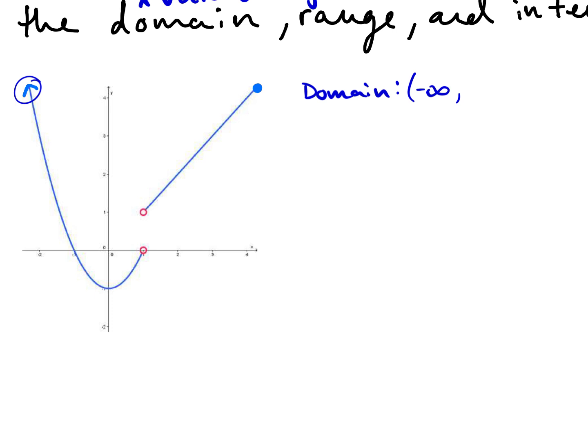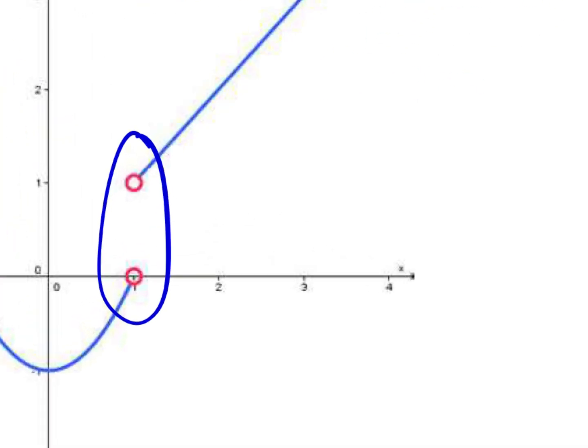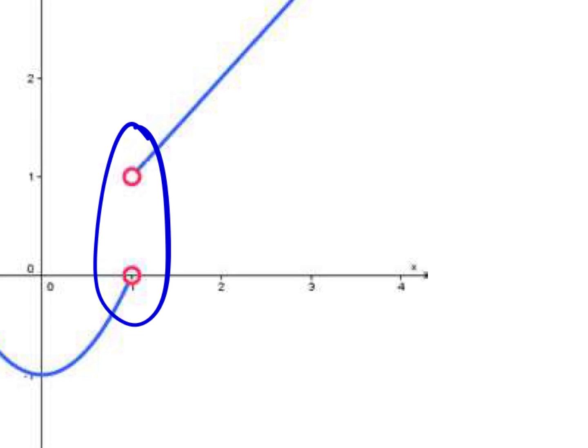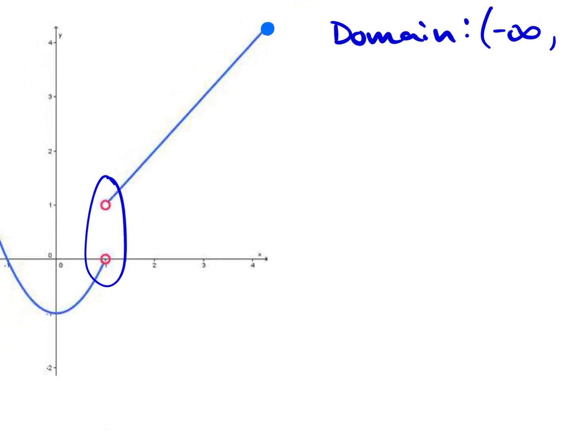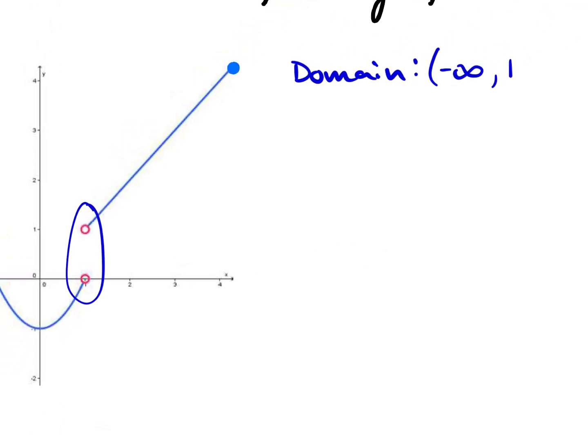Now our graph keeps going, keeps going. At what x value do we stop at? 1, perfect. We see that we have a hole here at 1. We have a gap in our graph. So there is no value at 1 because those are both open circles. I don't have an x value at 1. So we go negative infinity to 1. Do I put a bracket or parentheses? Parentheses, because it's a hole.